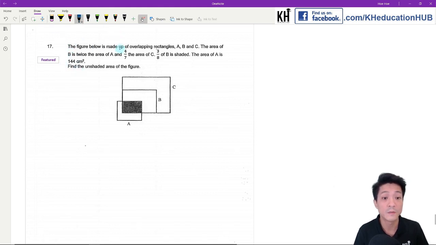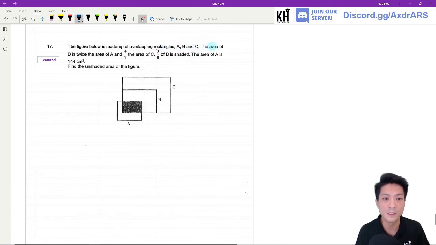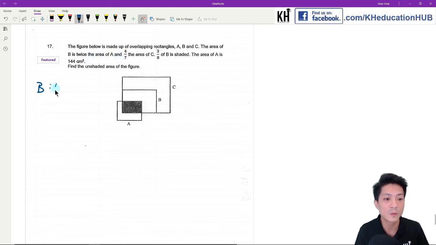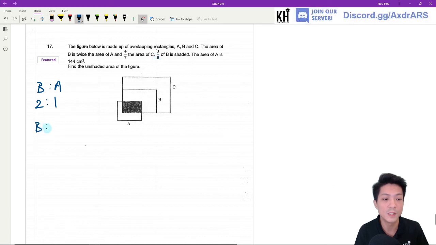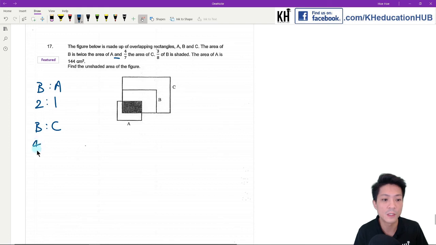Question 17. The figure below is made up of overlapping rectangles A, B, and C. The area of B is twice the area of A. So B to A, let's write it down, is 2:1. And B is 4/7 the area of C, which means that B to C is 4:7.